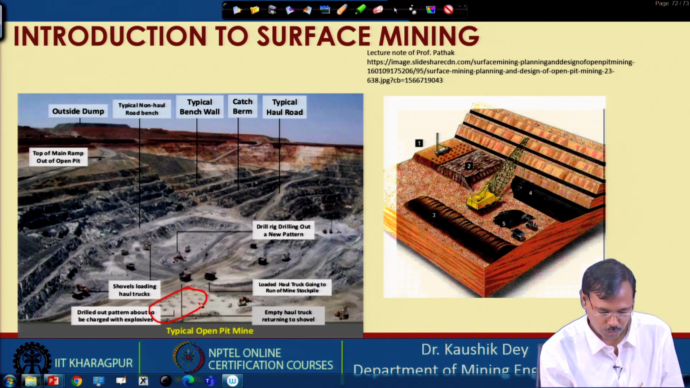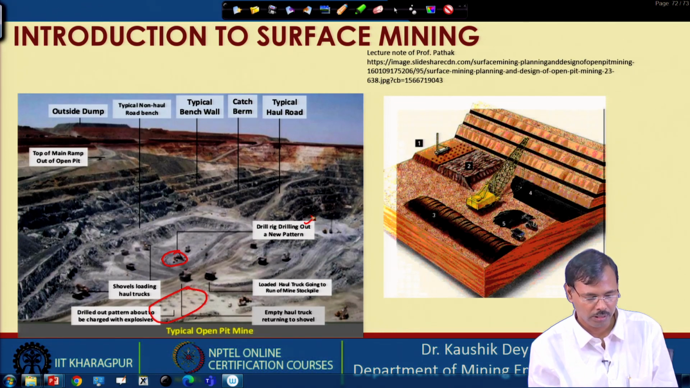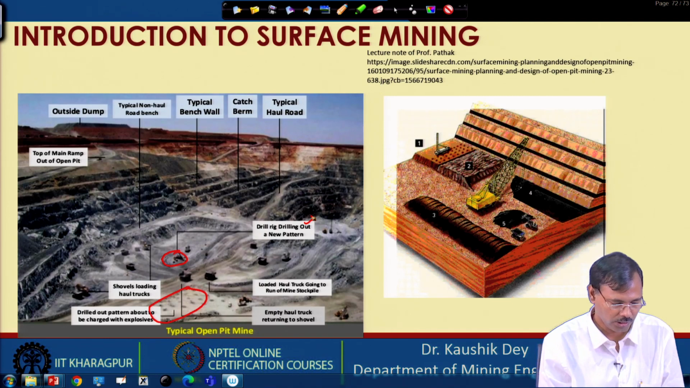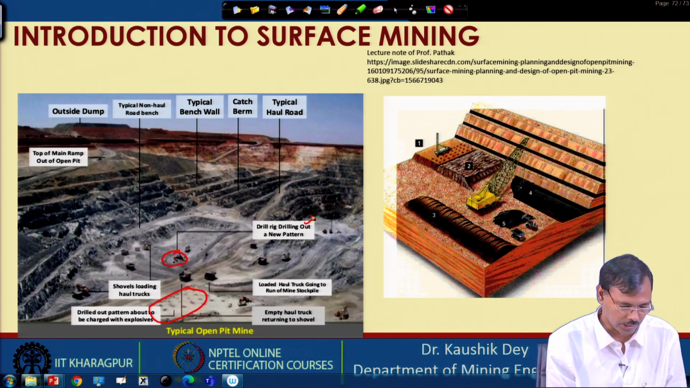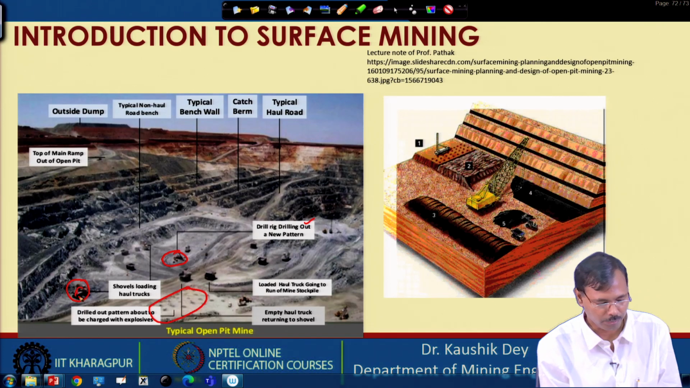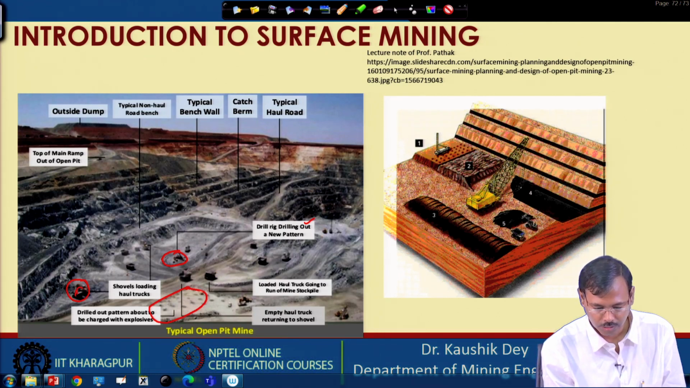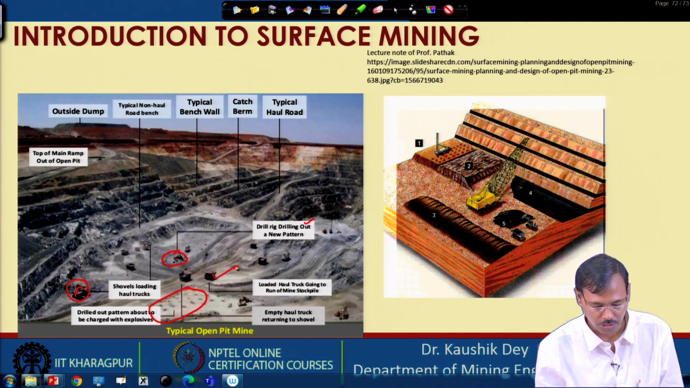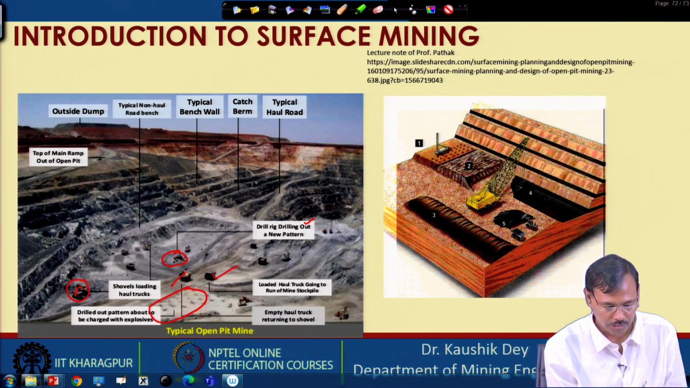Similarly, this is probably overburden, and this is the ore material, on which drilling is also carried out, and the blasting will be taken at the end of the shift. Here the material is already blasted, and the shovel is working, taking the material onto the dumper, and the dumper is taking this material outside the pit. And this is the loaded material going to the stockpile, and this is the empty truck returning back to the mine.